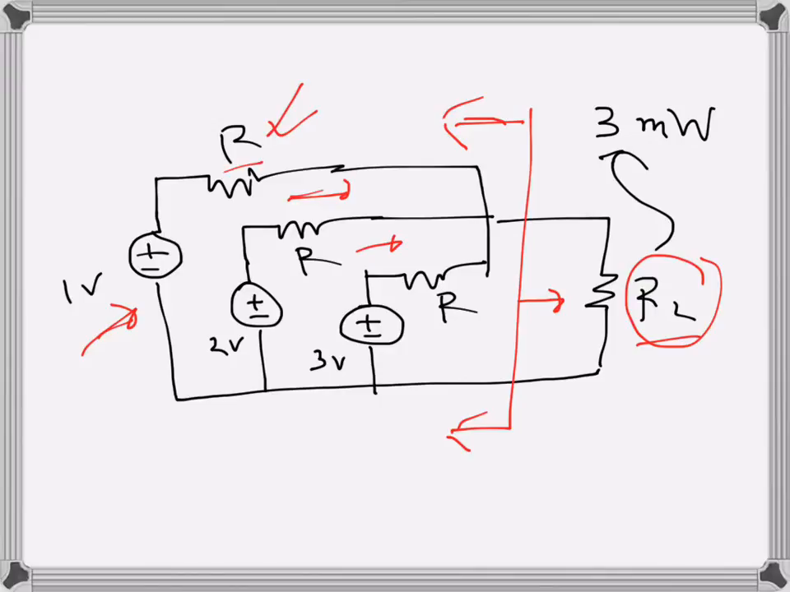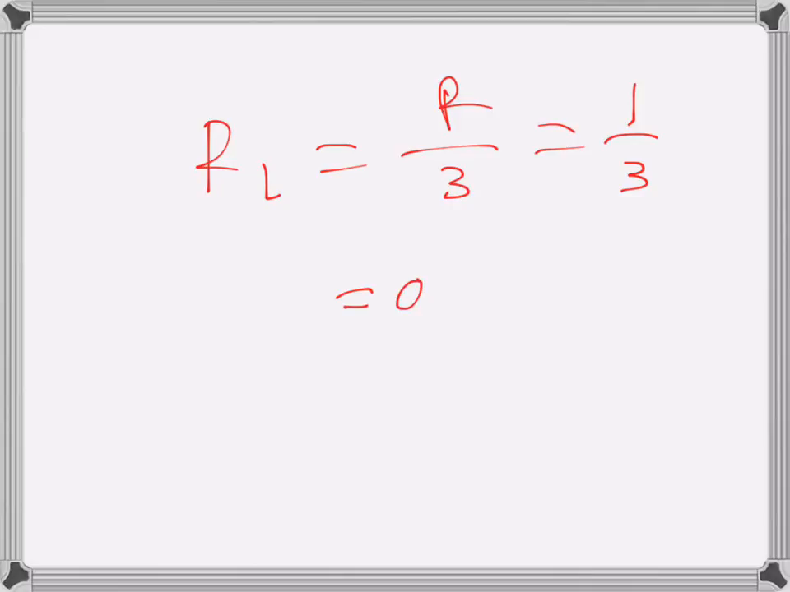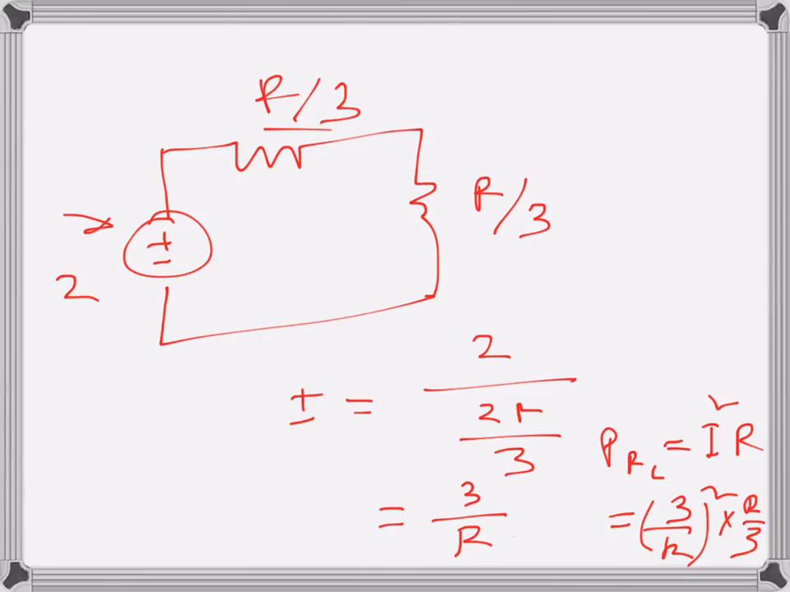RL basically. So sorry, that's the value of R, and if we want to find RL, RL will be R over 3, so that will be 1 over 3, so 0.33 kilo ohms or 330 ohms resistance. So that's there, and the value of R is 1 kilo ohm.